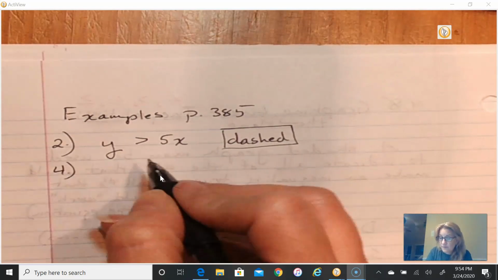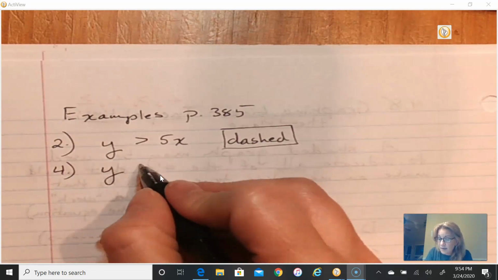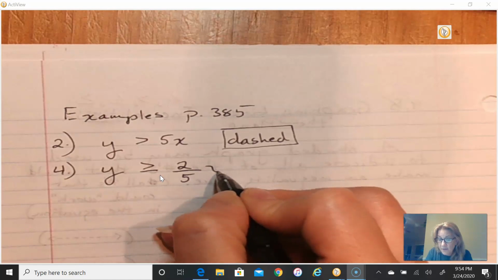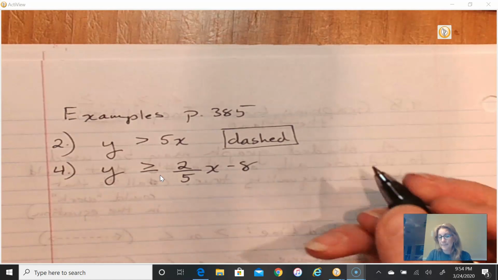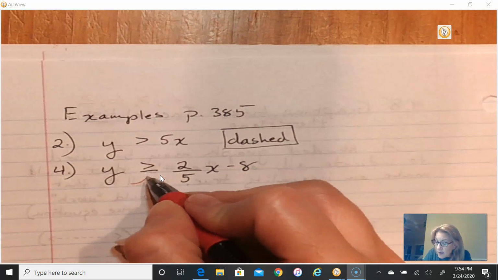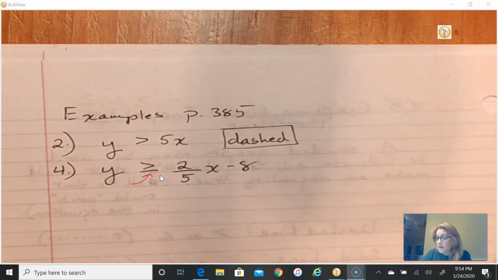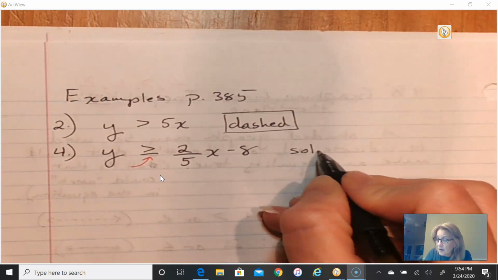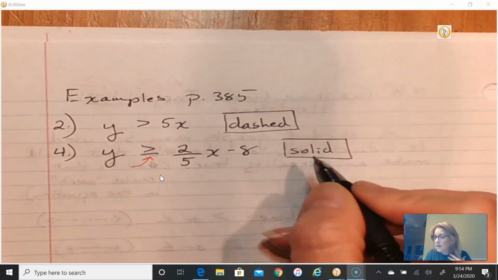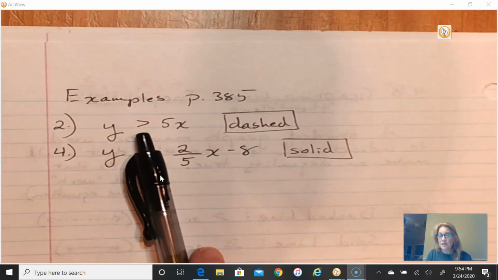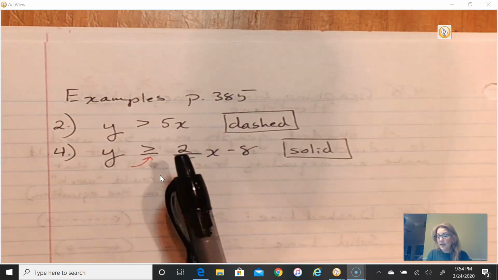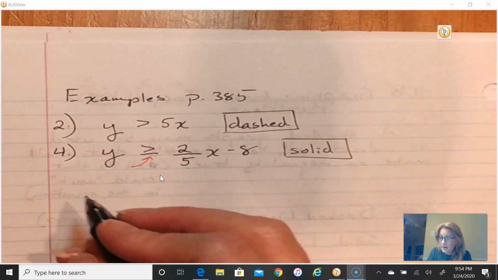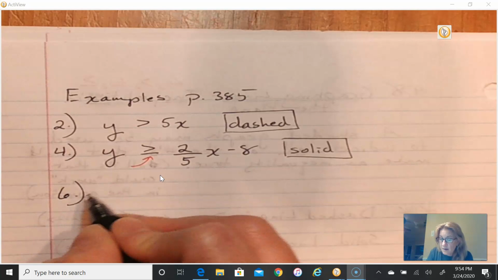Number 4, y is greater than or equal to 2 over 5x minus 8. Here we have that solid line there, so the line on your graph is going to be solid. So if it doesn't have the line underneath it, it's dashed. If it has the line underneath it, it's solid. All right.